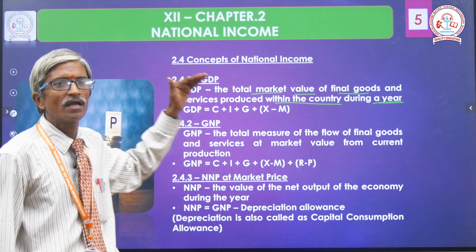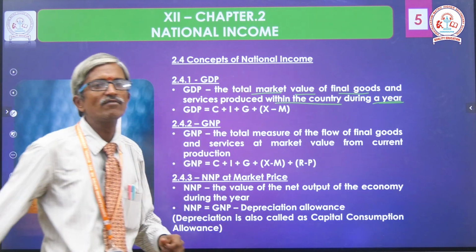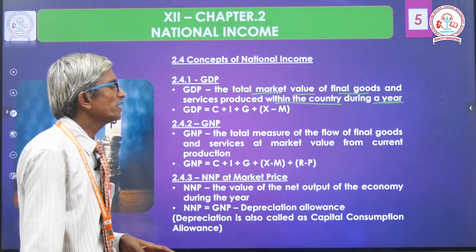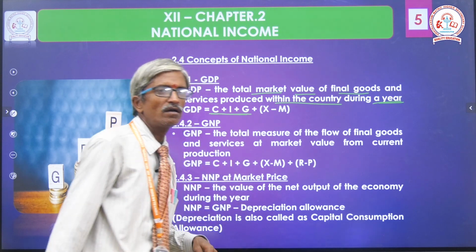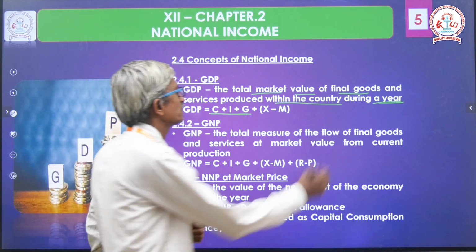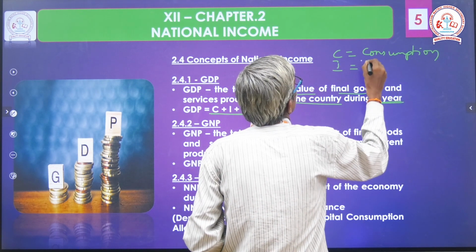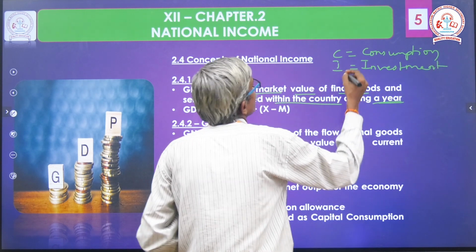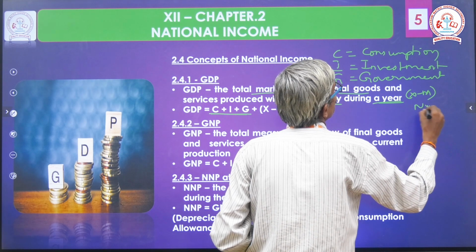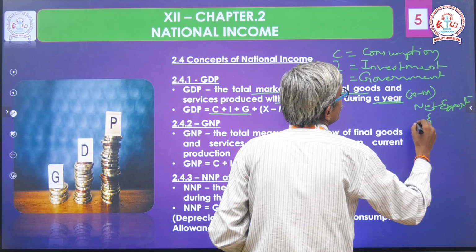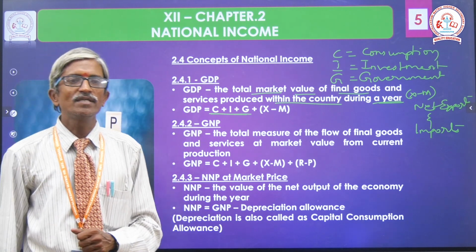For easy understanding, I mentioned it here using bullet points. In point number 1, you have to mention the minimum level content: the total market value of final goods and services produced in the country during a year. What is the formula here? GDP equals C plus I plus G plus X minus M. Okay, sir, this formula I am familiar with. Then what does C indicate? C is consumption expenditure. I is investment. G is government expenditure. X minus M is net export, exports and imports. This is the shortest abbreviation. The formula is GDP equals C plus I plus G plus X minus M.